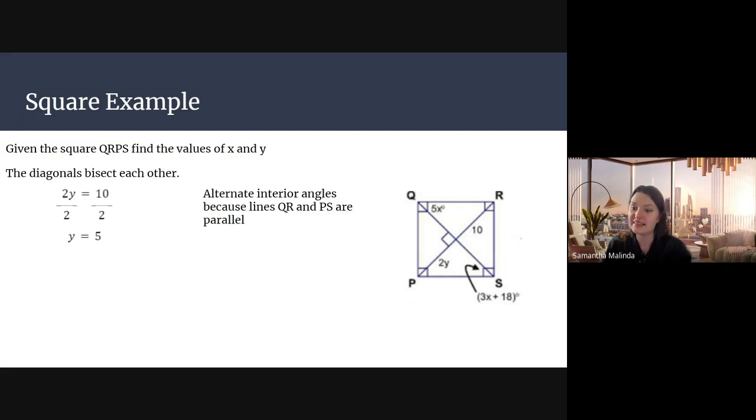Therefore, we can say these are alternate interior angles because QR and PS are parallel lines, and then you have the separating line there, and therefore 5x and 3x plus 18 are alternate interior angles, which you might remember are congruent. We can set those two equal, subtract the 3x, and then you get 2x equals 18, divide by 2, and you get x equals 9. So that used a property, but we also had to have prior knowledge of alternate interior angles, but that was a little challenge for you.